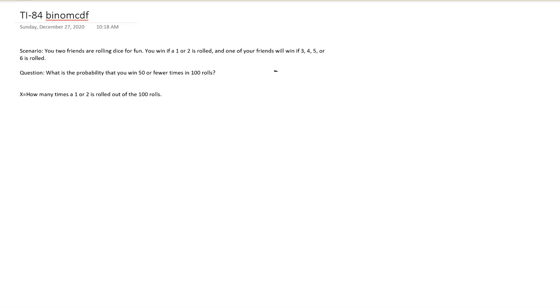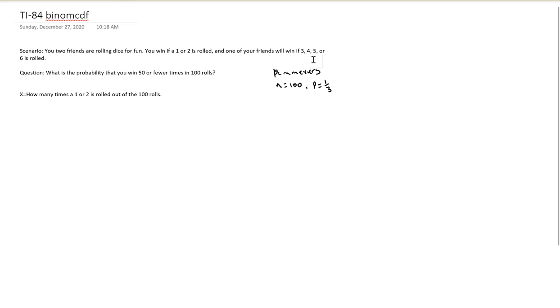And we're defining our random variable x to be how many times a 1 or a 2 is rolled out of the 100 rolls. So this is a binomial setting. This is a binomial random variable. I confirmed the binomial setting in my other video, so I won't do it here. In particular, our binomial setting has parameters n being 100, because we have those 100 rolls, the 100 trials, and a probability of success, p, being 1/3, because 1/3 of the possible outcomes result in you winning. And we're assuming it's a fair die.